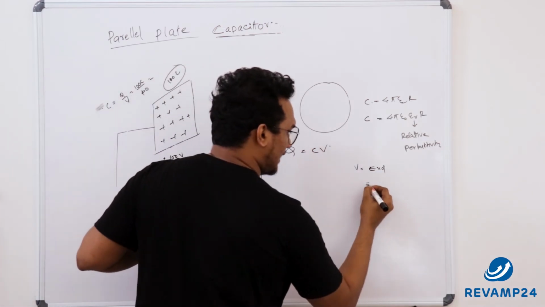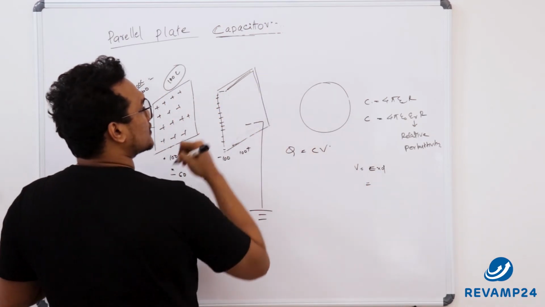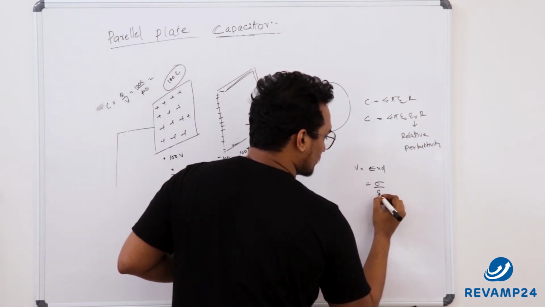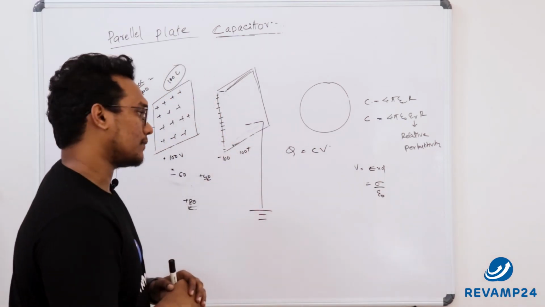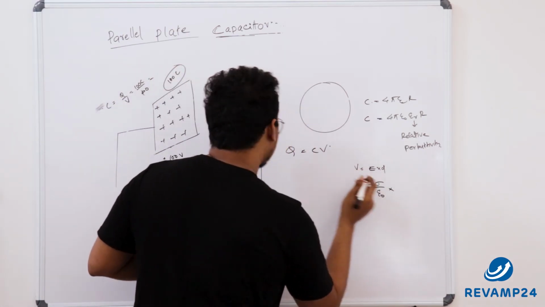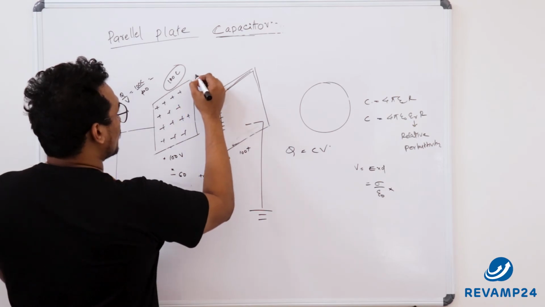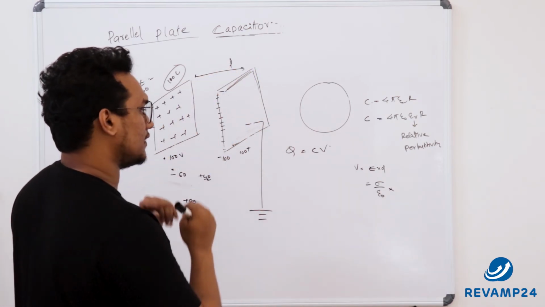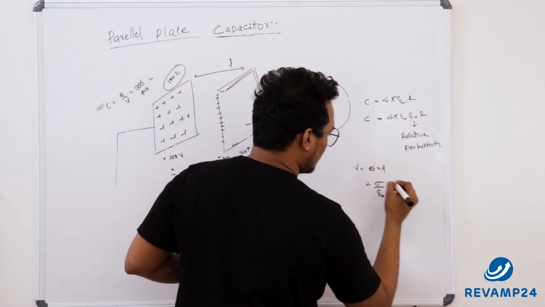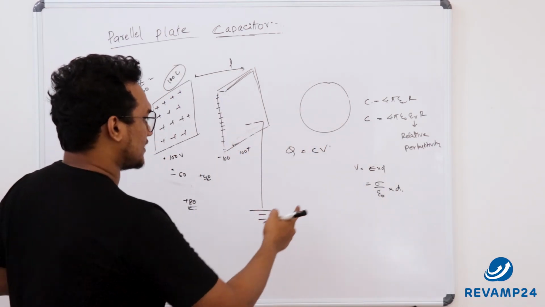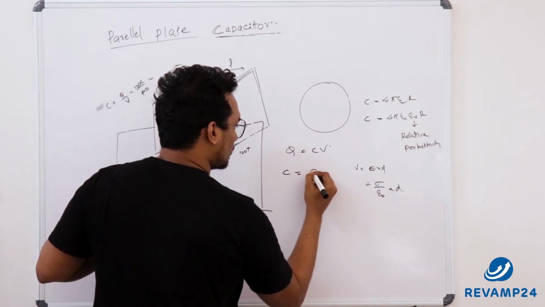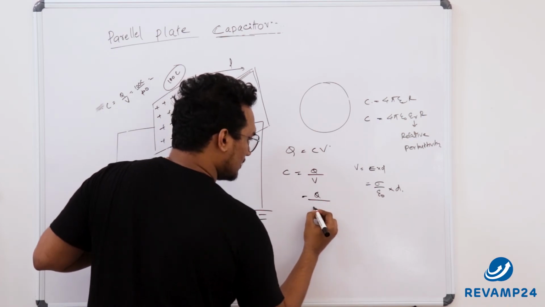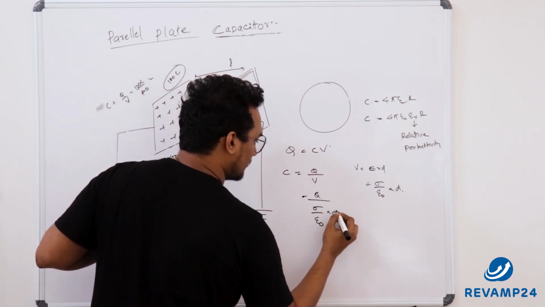And the electric field in between two oppositely charged infinitely long plates is sigma by epsilon 0. You can refer to your first chapter. Now that into the distance in between these two plates, I am going to take it as D. So this is D. Now substitute in this equation: C = Q by V, and V is sigma by epsilon 0 into D.